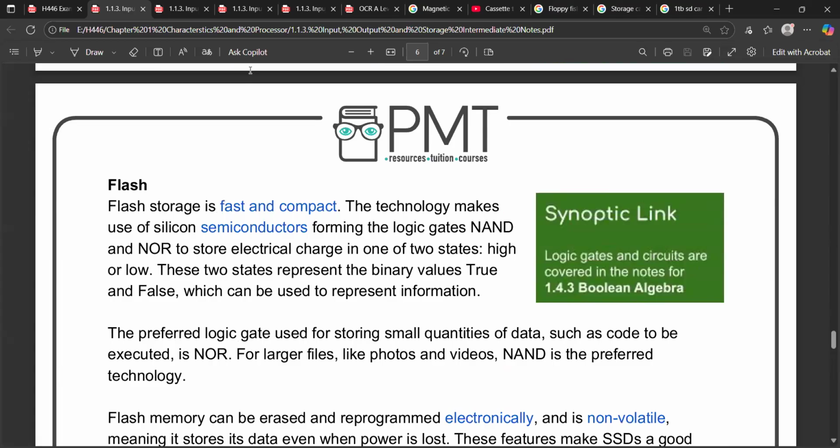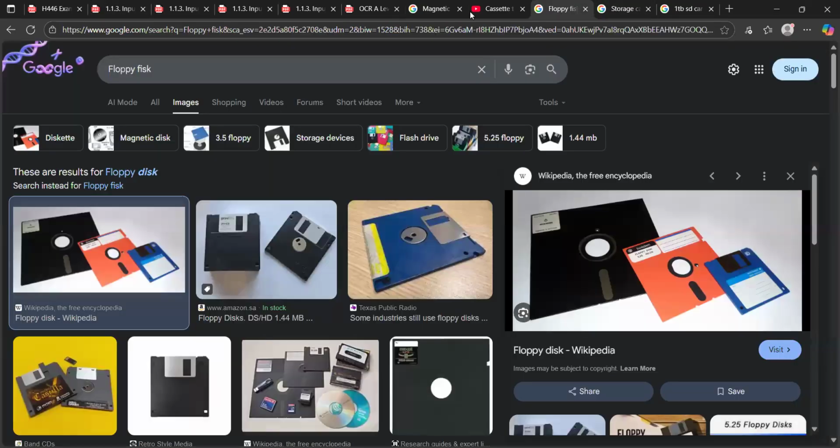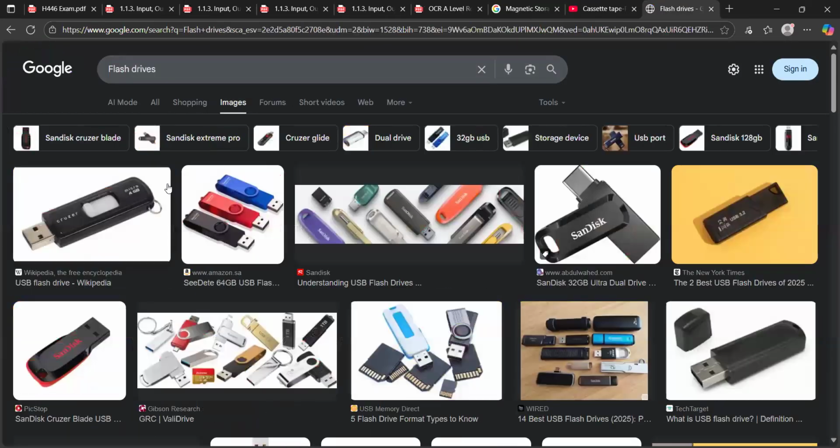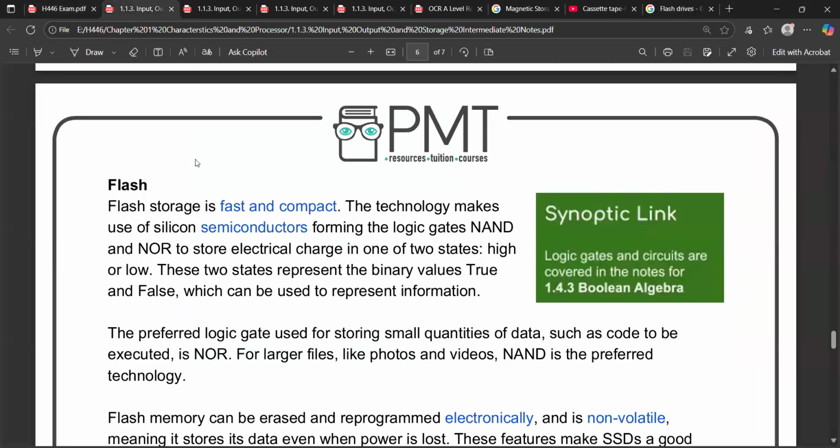After that, we have flash drives. So, what do you know about flash drives? Do you have any idea? These are flash drives, right? Similar to USB cables. Yeah, that's what they are known as, flash drives.